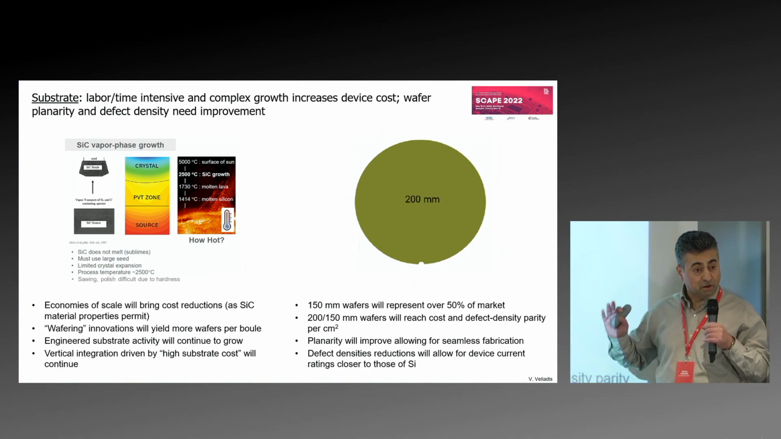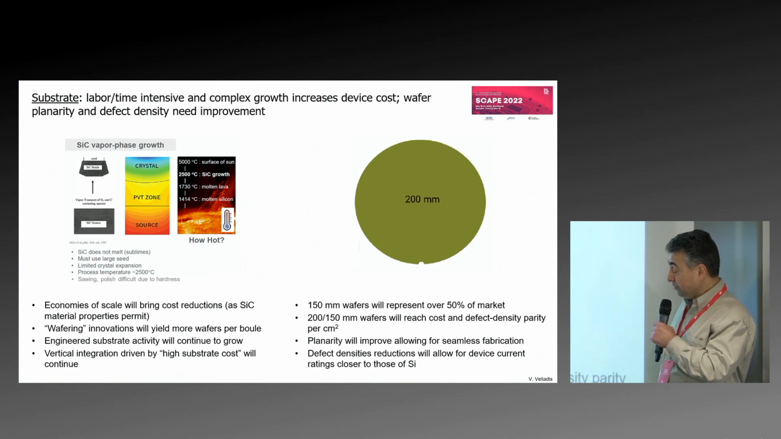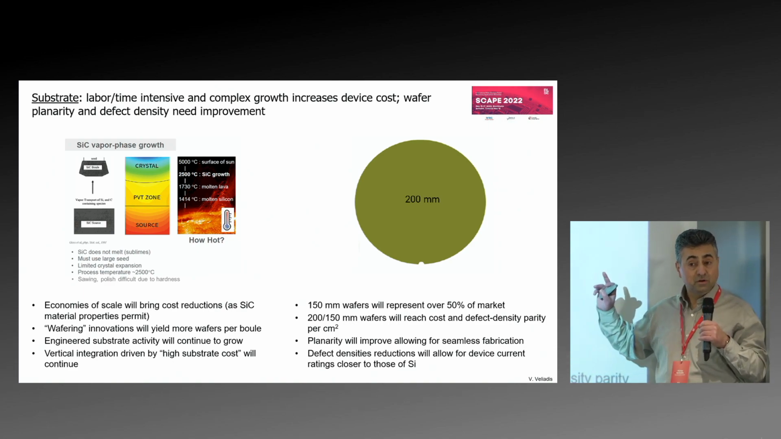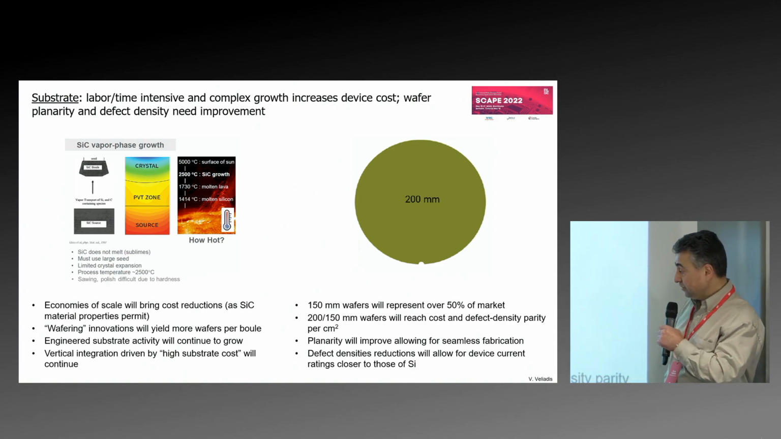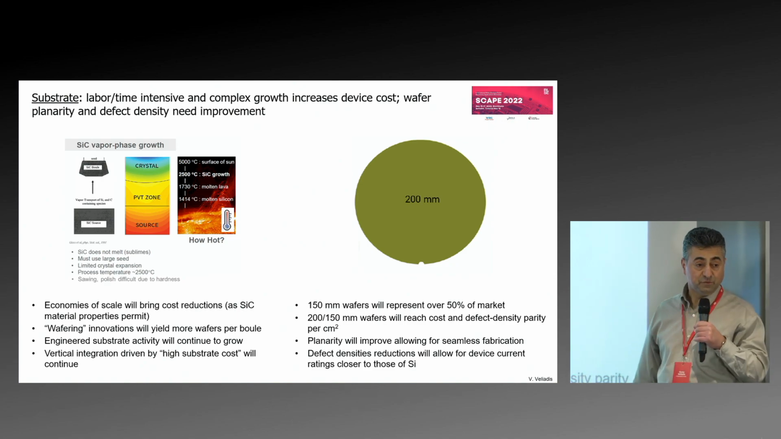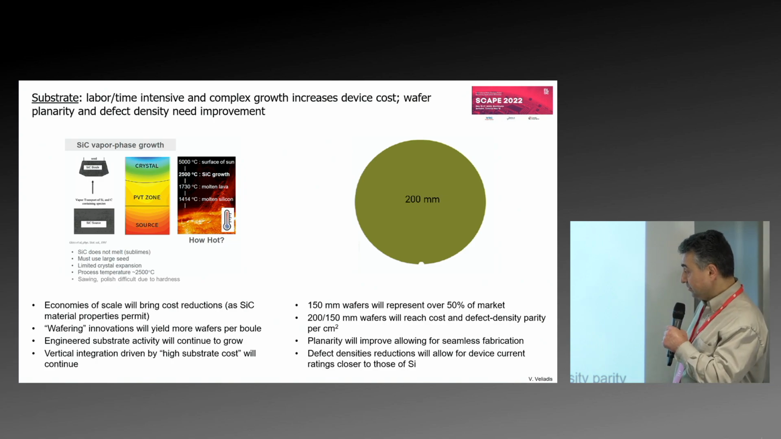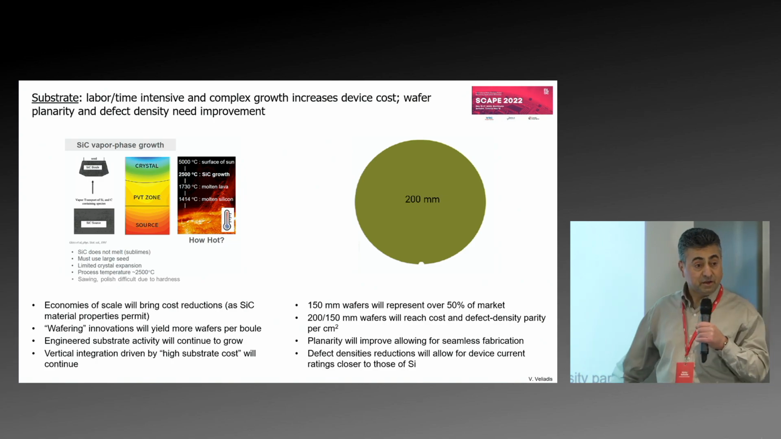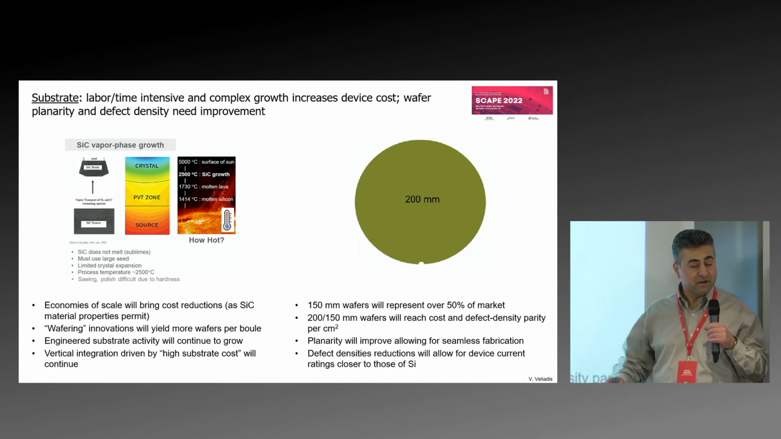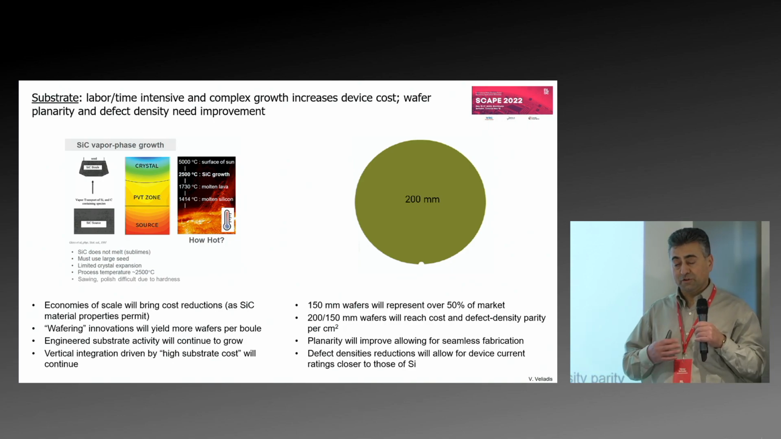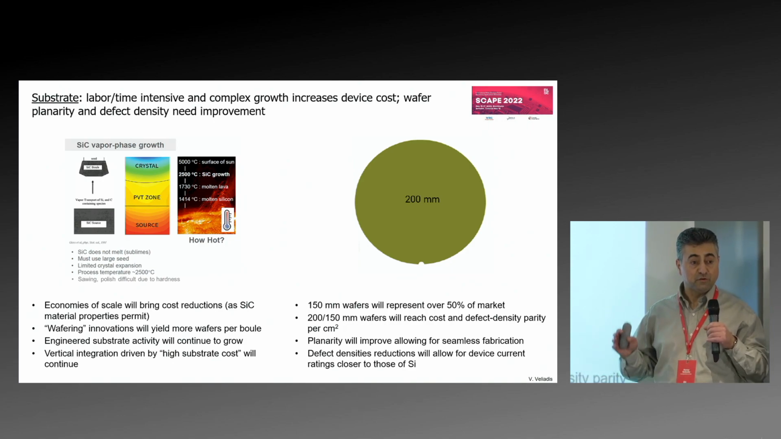You have to pay a lot of money for the 200 millimeter wafer. So we will continue at the 150 millimeter for years to come, at least for the next 5 years. I expect at least 50% and even higher of devices made on the 6-inch wafer. And I think that over the next 5 years, the planarity will improve to the point that it's going to be no issue processing the wafers for device up to 1700 volts.